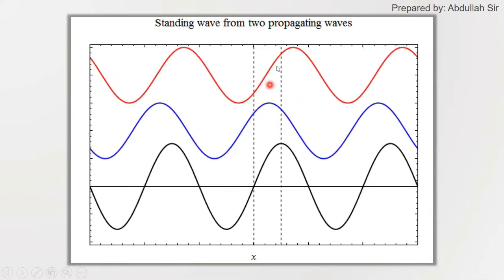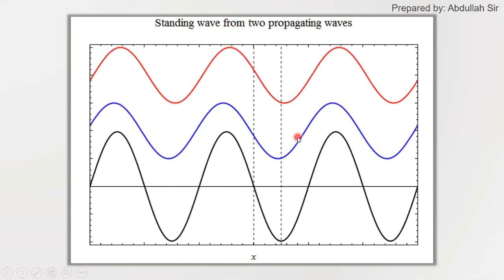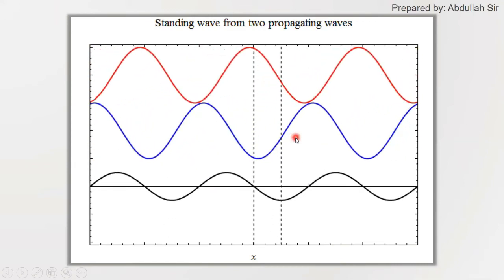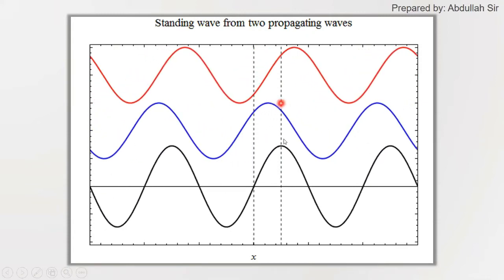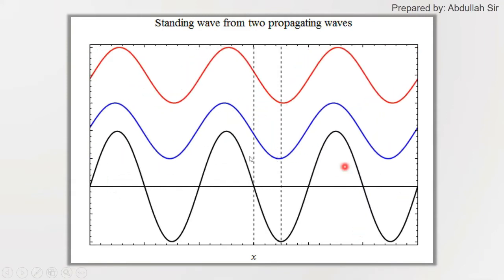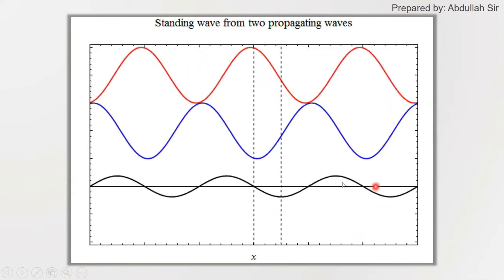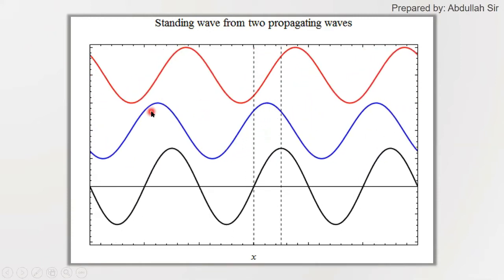So we will say that this red wave and this blue wave, both waves are traveling in opposite direction. And when these two waves are interfering with each other, the resultant wave we are getting, that is the third wave, that black wave is the resultant of red and blue wave.